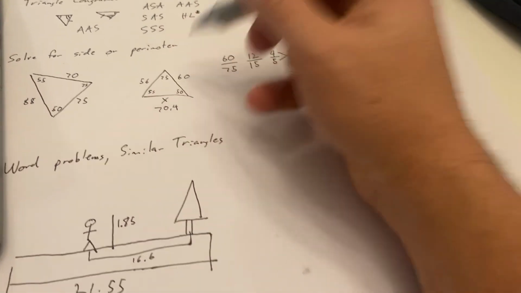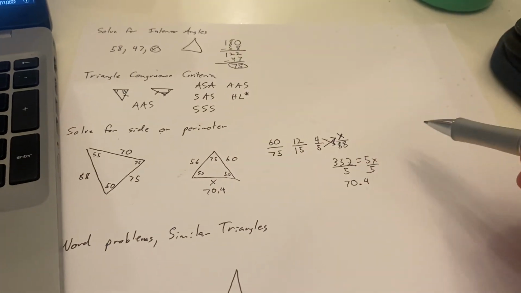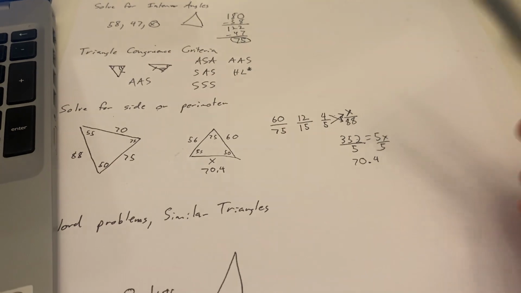And then if it's asking me for the perimeter, I would put my 70.4 in here, add the 56, add the 60 all together. Just make sure you read on these. I'm only asking you to do a couple of them. These are probably one of the most time-consuming ones on there.